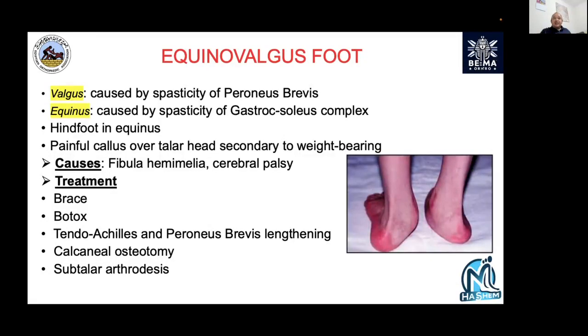Treatment, again, the same. You will be doing some physiotherapy, bracing, Botox, Achilles lengthening, and peroneus brevis lengthening if non-operative measures fail. And at the end, either calcaneal osteotomy, and if it's a rigid deformity, it will be a subtalar arthrodesis.